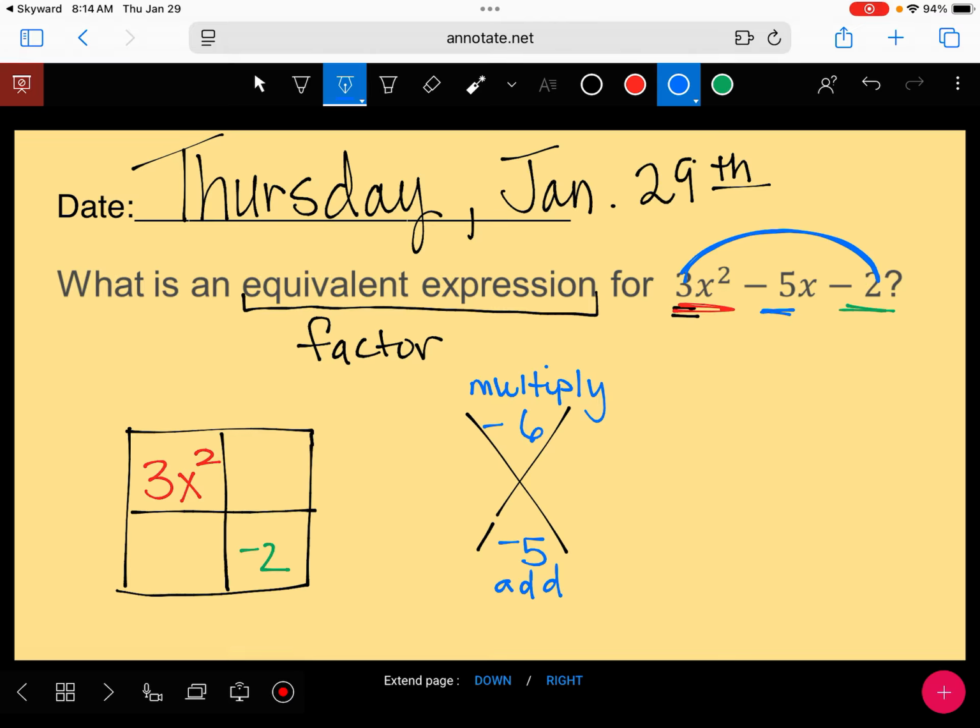Still thinking. What are some numbers that we can use to multiply to get 6? 1 times 6, or what else? 3 times 2. So when you subtract 3 minus 2, what do you get? 1, right? What's 6 minus 1? 5. So I know I'm using the 6 and the 1, and I need to figure out which one is negative. The bigger number is negative in order for me to get a negative at the bottom. So let's go ahead and put a negative 6x and a 1x.